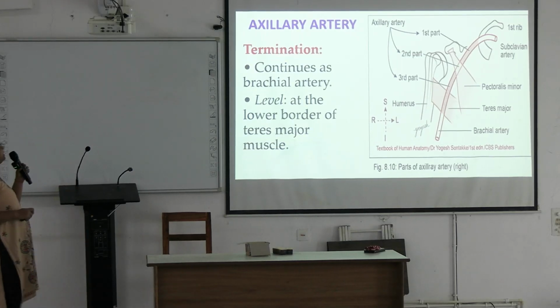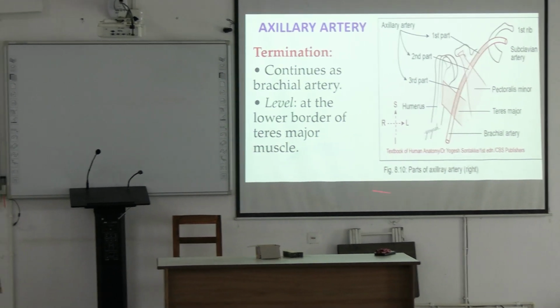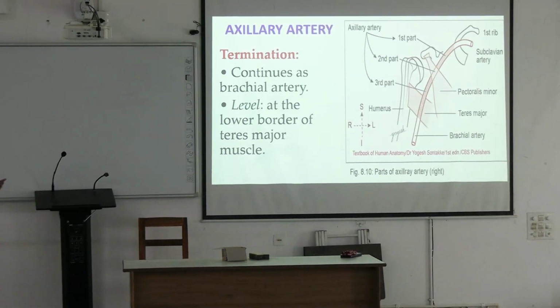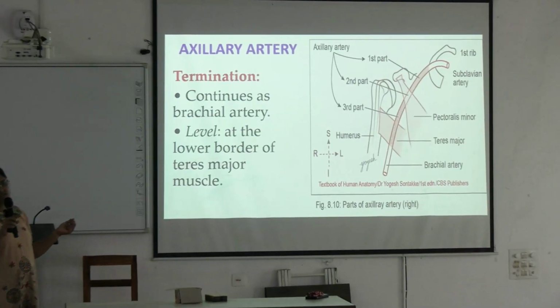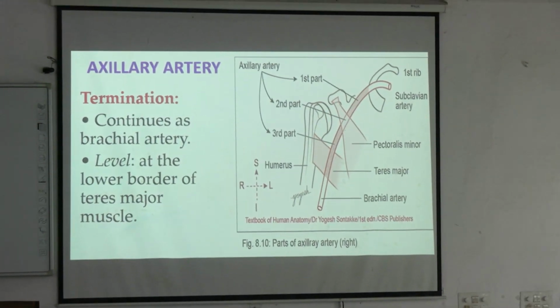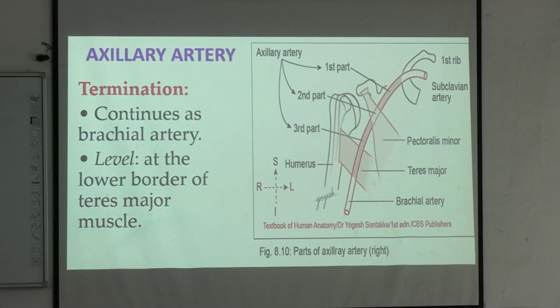How it terminates? It continues as brachial artery at the lower border of the teres major muscle. Okay, these points are very frequently asked. This is very importantly given as an OSPE question. Okay, you identify the artery, where it begins, where it terminates, which muscle divides it into three parts, what are the branches of the artery, all these are asked in your OSPE question. Okay. So it terminates at the level of lower border of teres major muscle and continues as the brachial artery.